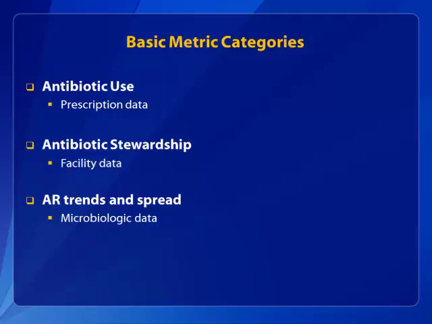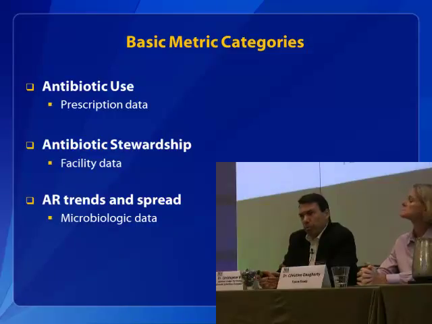The metrics that we use really fall into three categories. Now, there are some metrics that would probably fall outside of these categories, but these are the main ones. I think they're pretty straightforward: antibiotic use, antibiotic stewardship, and trends in antibiotic-resistant organisms. And I think it's important that we consider what are the measures that we want to apply under these general basic metric categories. I'll show you some examples from the human medicine side, and they're based on prescription data, and then facility data, and then, of course, the microbiologic data. But I think there are some corollaries to what can be done on the animal side.